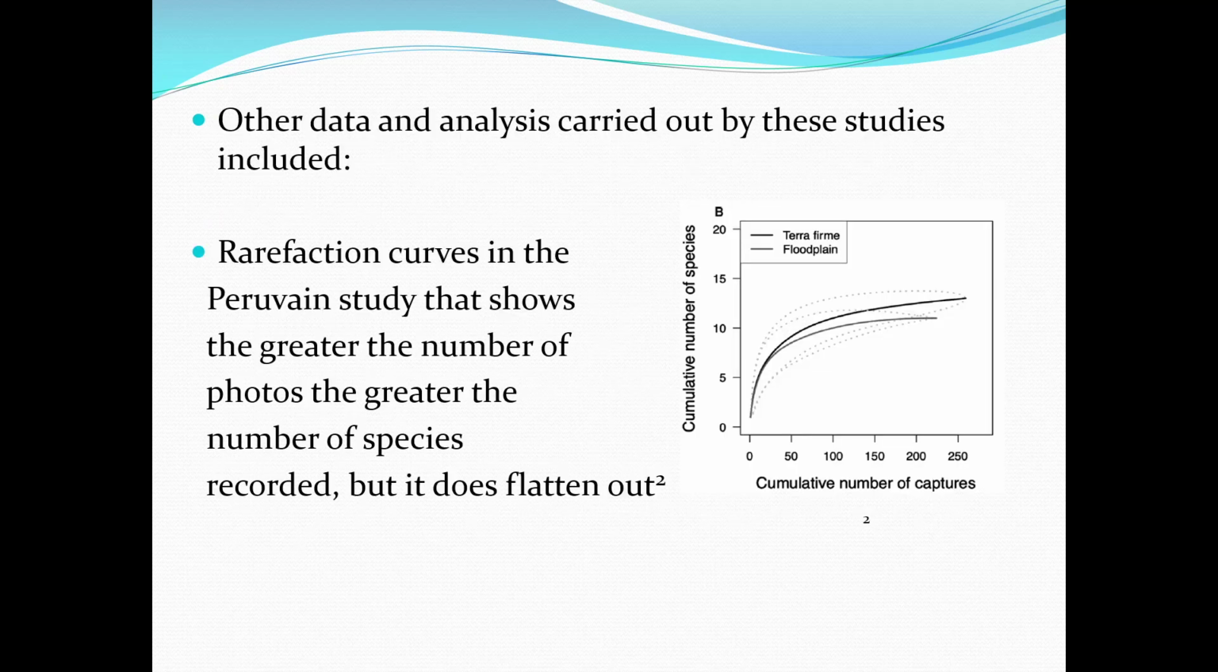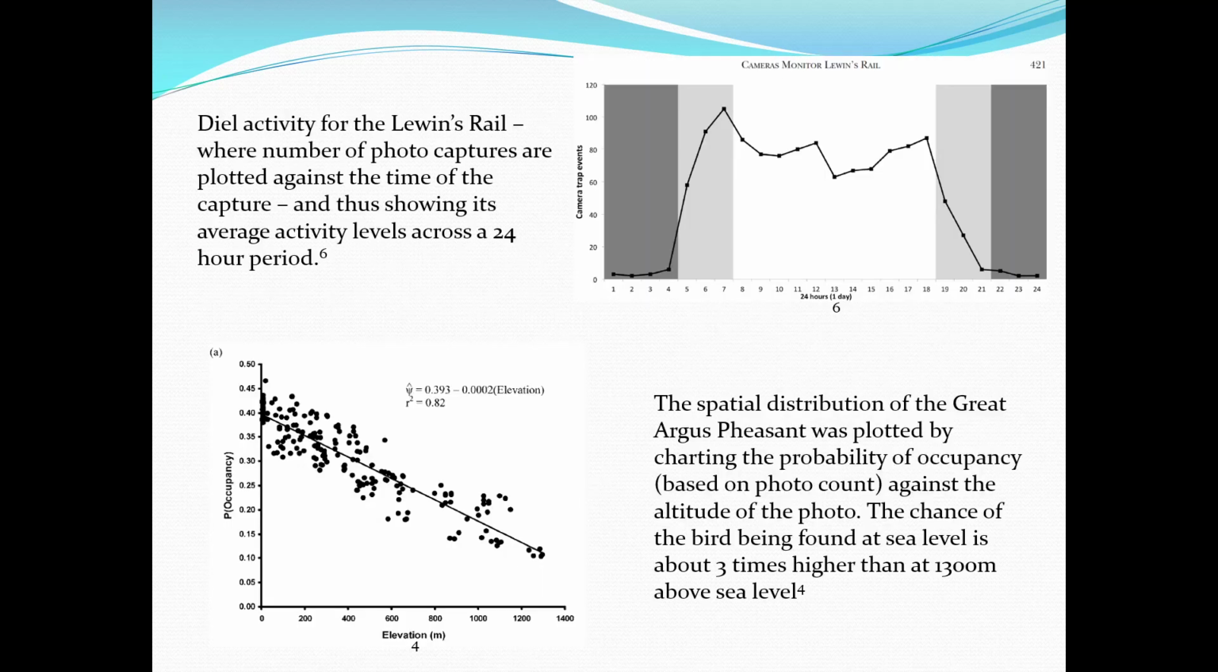Other data that was carried out by some of the studies I looked at, here's a rarefaction curve from the Peruvian study. It shows on the x-axis the cumulative number of captures, and on the y-axis the cumulative number of species. So you can see as the captures go up, the amount of species recorded goes up, but it flattens out. So you're starting to get close to the upper limit of how many species are actually in your survey area. You can also discern things like the diel activity.